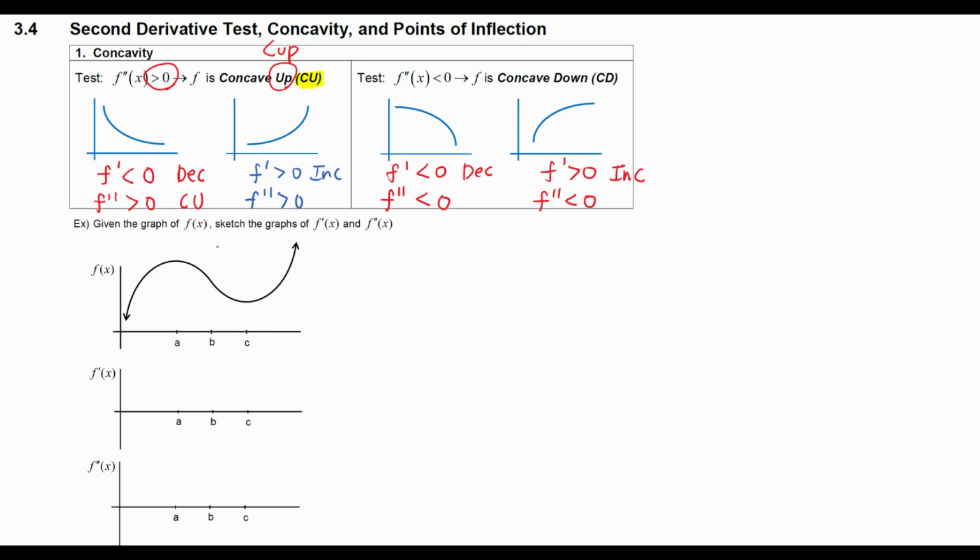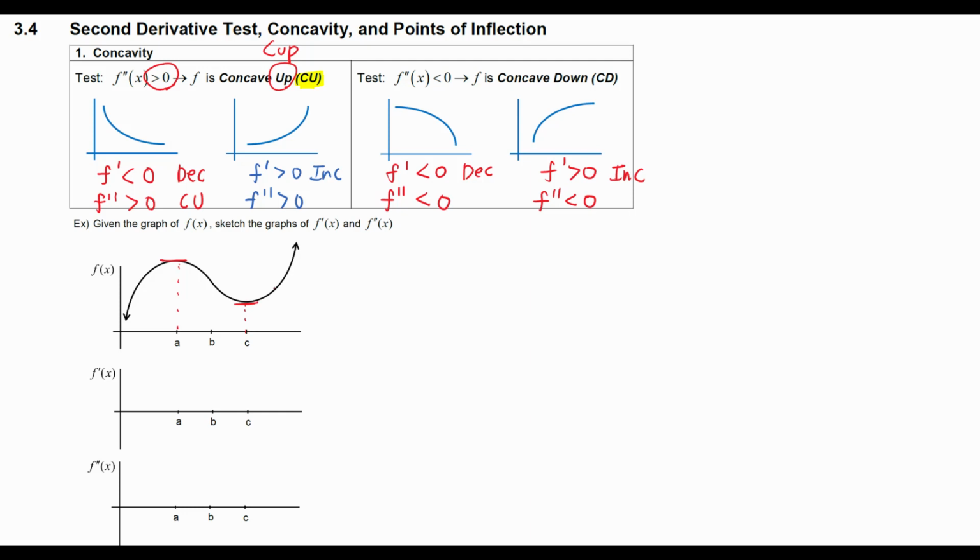Given the graph of f of x, sketch the graph of f prime of x and f double prime of x. So I have f of x, which almost looks like a third degree polynomial. That helps me sketch f prime of x, knowing this is similar to the shape of a third degree polynomial. Then I know my f prime graph should look like a parabola, a second degree polynomial. Here at A, we have a relative maximum, and at C, we have a relative minimum.